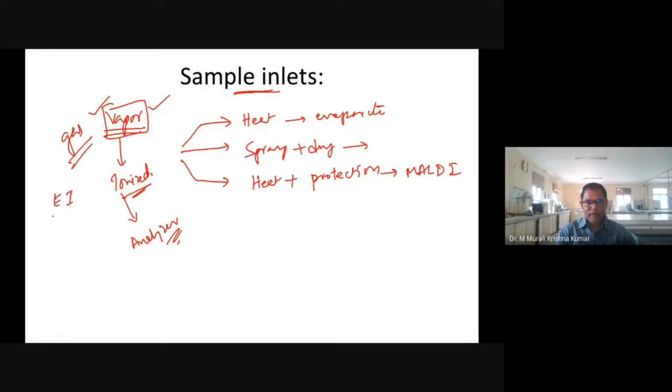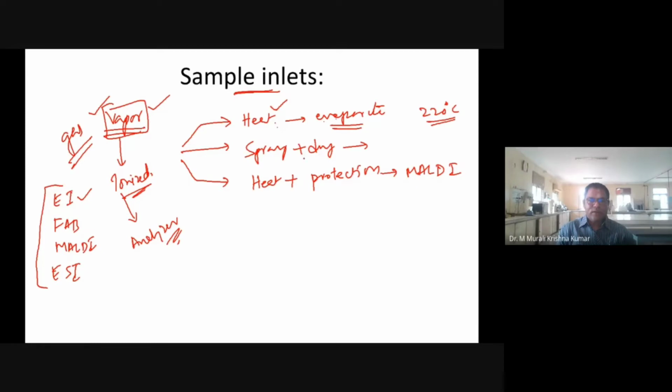For electron impact, FAB, MALDI, ESI, these are four completely different types of ionization techniques. The remaining are slightly modified versions of these techniques. In the first case, we can make use of heat to evaporate. We inject the sample into the sample inlet, and then we heat it to evaporate, heat to 220 degrees centigrade approximately, up to this.